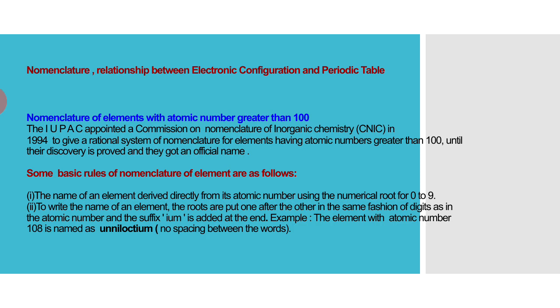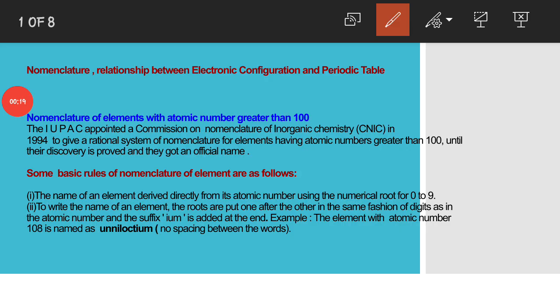We pass through the topic the long form of periodic table. Next topic, nomenclature. Nomenclature, relationship between electronic configuration and periodic table. Subtopic: nomenclature of elements with atomic number greater than 100.